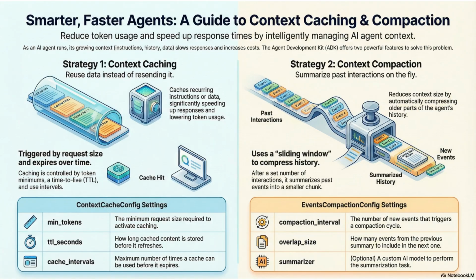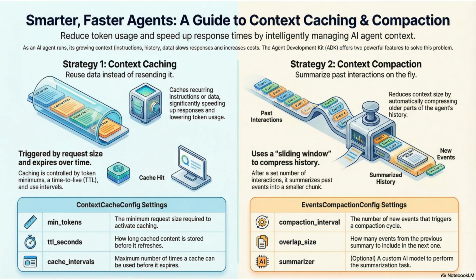As an AI agent runs, its context, instructions, conversation history, and data grows continuously. This eventually slows down response times and increases your token costs. To solve this, the Agent Development Kit, ADK, offers two powerful features effectively summarized here.